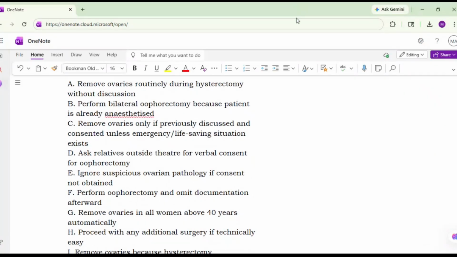Do as consented. Okay, but sometimes you may not have the same option, the option will be similar to this. So here, remove ovaries only if previously discussed and consented, unless an emergency or life-threatening situation exists. C should be the correct answer. Correct answer. Do as consented.